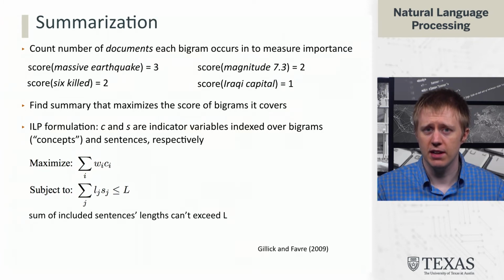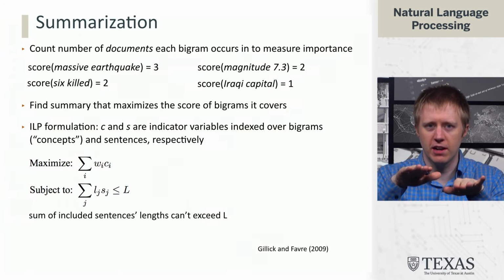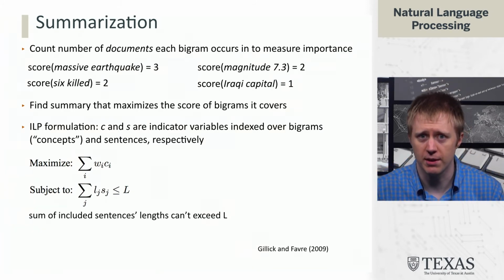And then we have a length constraint. Our length constraint can also be expressed in terms of these variables, where L_j is the length of the jth sentence, and S_j, which is one of the variables we're allowed to tweak, is either 0 if we're not including the sentence, or 1 if we're including the sentence. Okay, so we have these C's and S's that we can change to try to optimize this objective subject to these constraints.